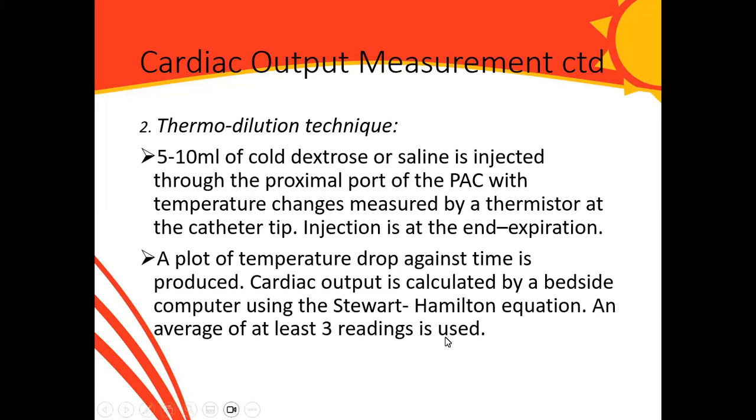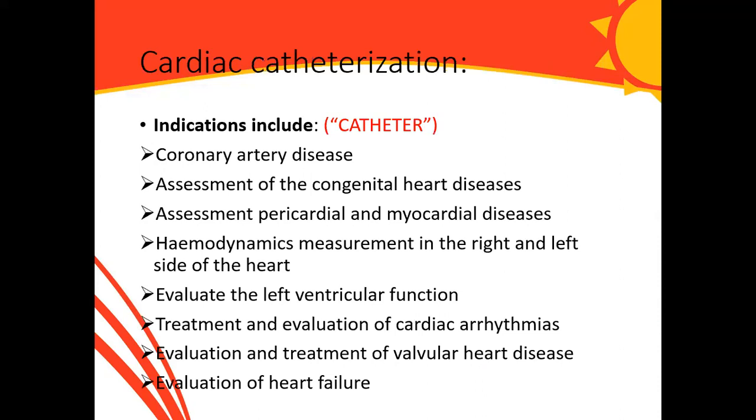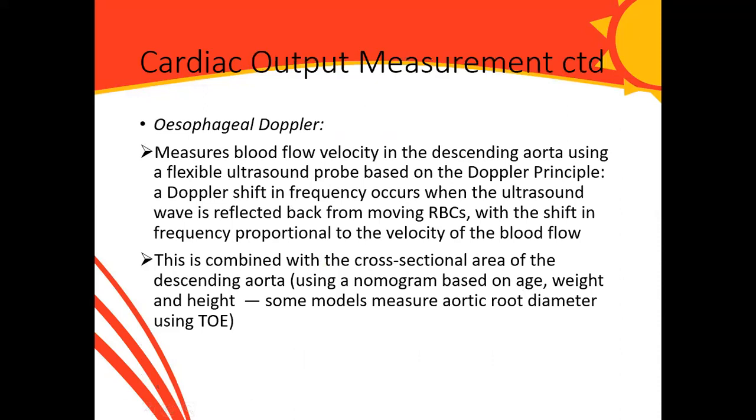So what you do is that you plot a graph of temperature drop against time, and use the Stewart-Hamilton equation to calculate the cardiac output. An average of at least 3 readings is used. You take 3 readings and you calculate the average, which gives you the cardiac output. All right, cardiac output requires cardiac catheterization, and these are some of the indications for cardiac catheterization.